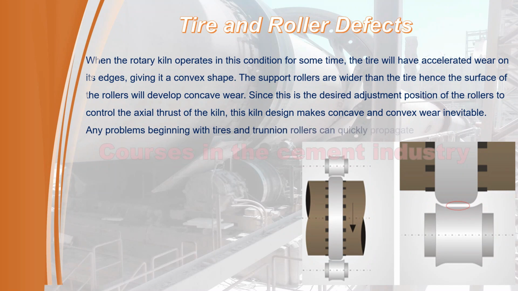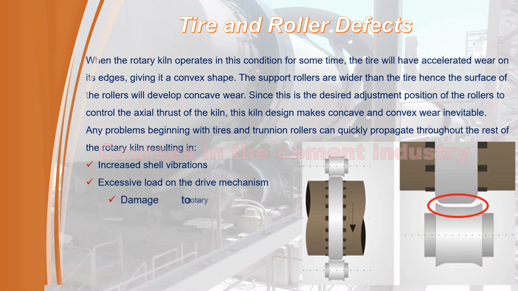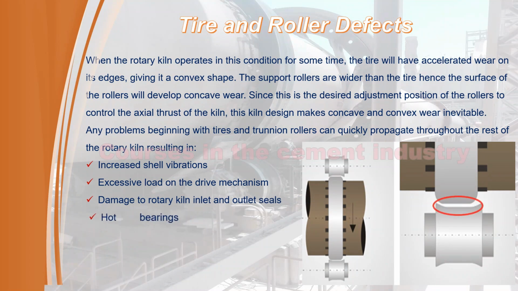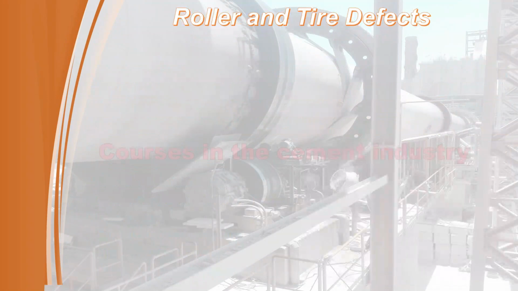Any problems beginning with tires and rollers can quickly propagate throughout the rest of the rotary kiln, resulting in: 1. Increased shell vibrations. 2. Excessive load on the drive mechanism. 3. Damage to rotary kiln inlet and outlet seals. 4. Hot bearings. 5. Premature refractory lining failure. 6. Cracked foundation pads. 7. Increased wear and damage on the girth gear. We will review these problems from the site.